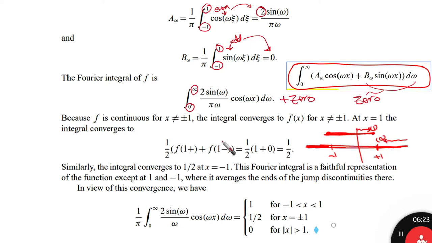So this should be 0, okay, and this should be 1. But anyway, it is going to be half at the end. So this should be as I explained here. And also at -1, you're going to find the same, okay? Approaching from the right, it is going to be 1, and approaching from the left, it is going to be 0. So also at -1, it is going to be half.